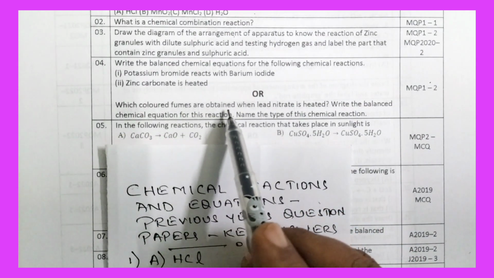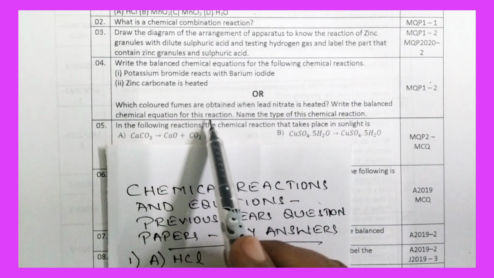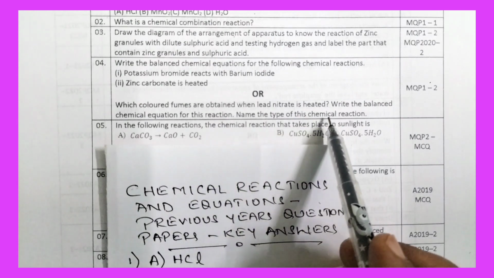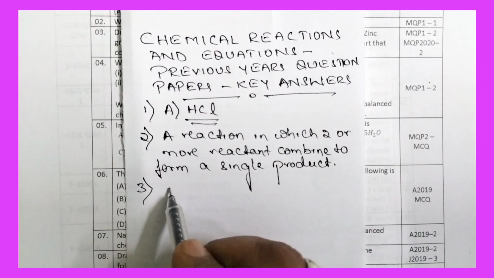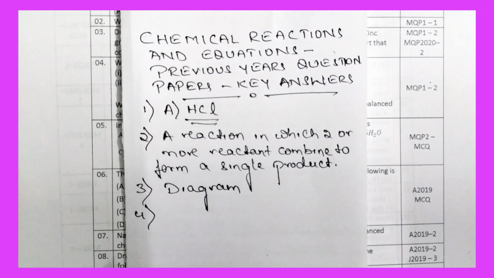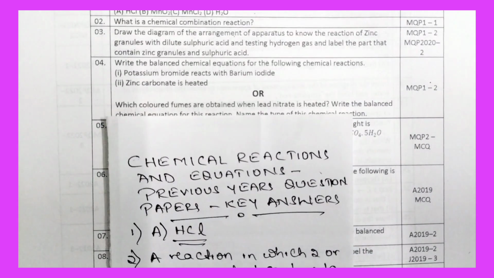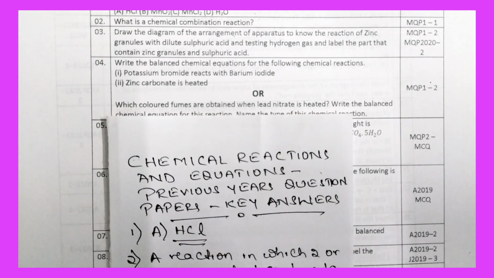Which colored fumes are obtained when lead nitrate is heated? Write the balanced chemical equation for this reaction and name the type of this chemical reaction. Now let us answer both the questions. The first question is balancing potassium bromide when it reacts with barium iodide. The third question is related to a diagram. Now the fourth question: first, let us balance when potassium bromide reacts with barium iodide.